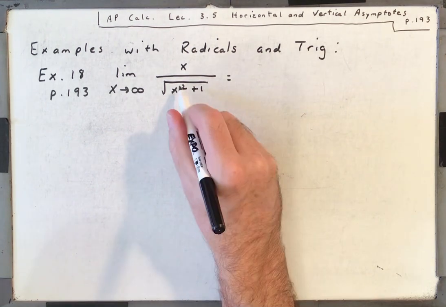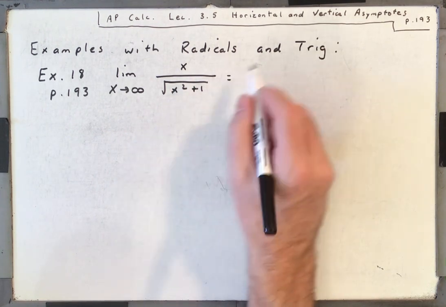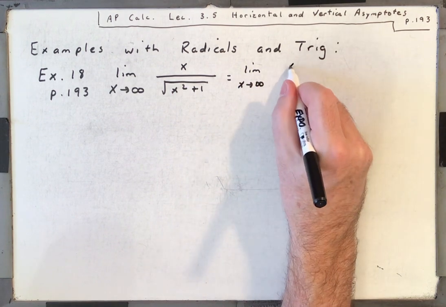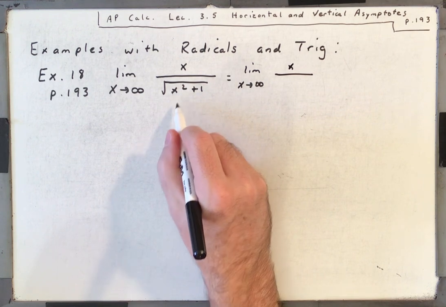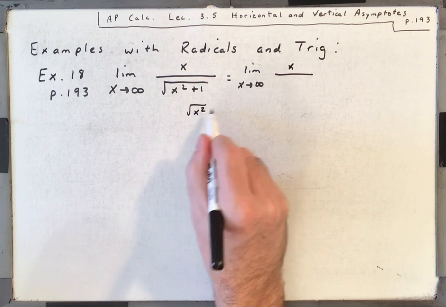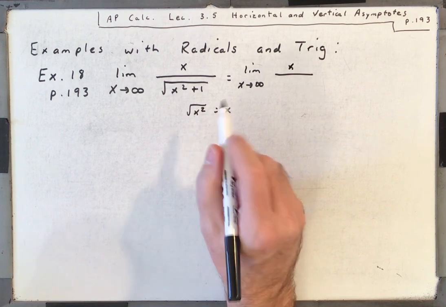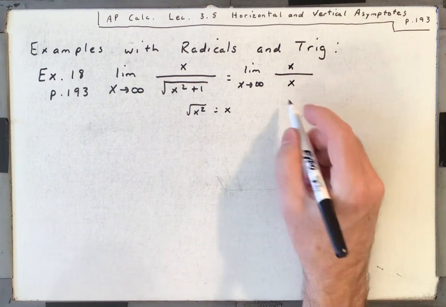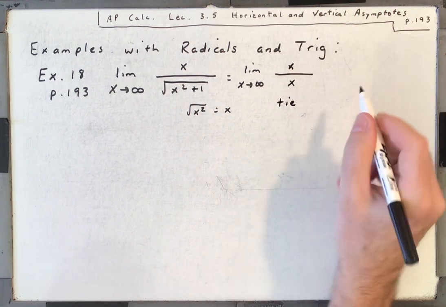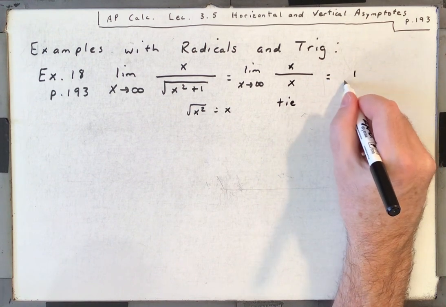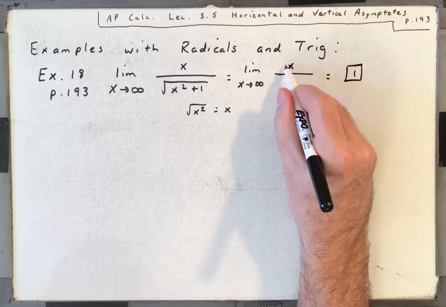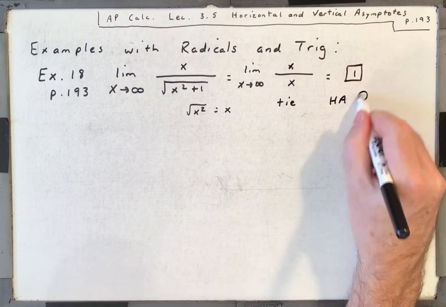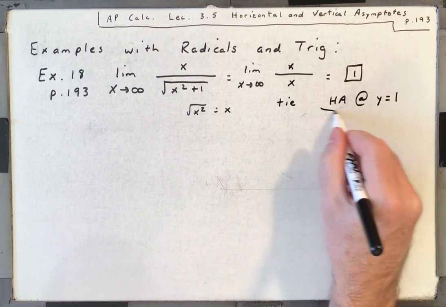Now, what is the square root? I only care about the largest powers. What's the square root of x squared? So the square root of x squared is just x, right? So this is the same as x over x. They have a tie. So the limit is equal to 1. The coefficient in front of each of these is 1. So 1 over 1 is 1. So we have a horizontal asymptote at y equals 1.